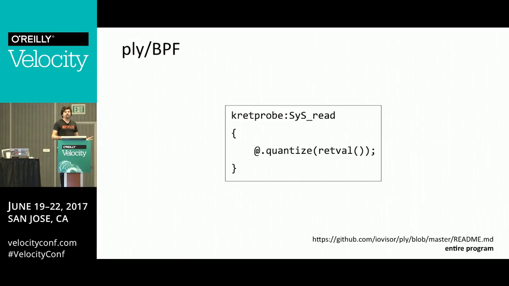Some people are trying to make it much simpler. And so here's an example, ply, and that makes the front end trivial. So you can do one-liners. That's doing a power-of-2 histogram of the read system call size.